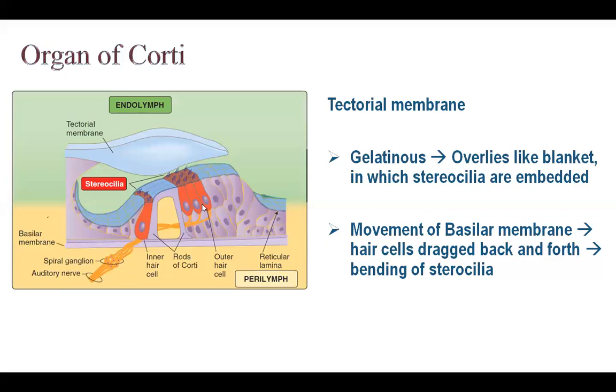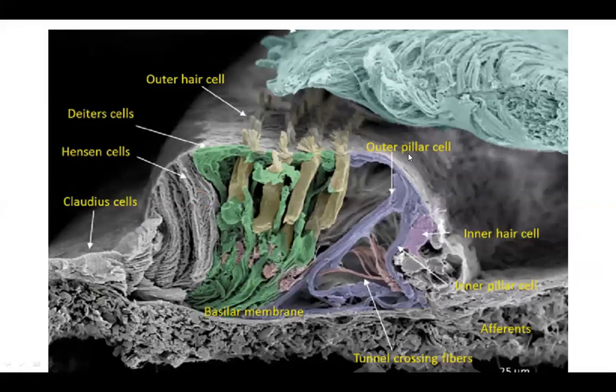Now, this is another 3-dimensional image of the organ of Corti. If you see here, this is the inner hair cell. These are the pillar cells which form the tunnel of Corti. This is the basilar membrane. You see here the outer hair cells, arranged in 4 rows. So these are the Deiters cells, the green ones, the supporting cells.